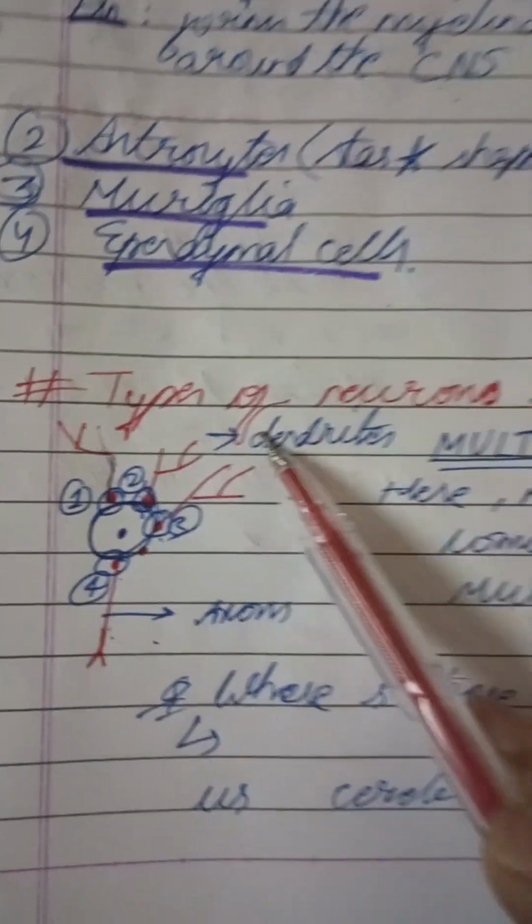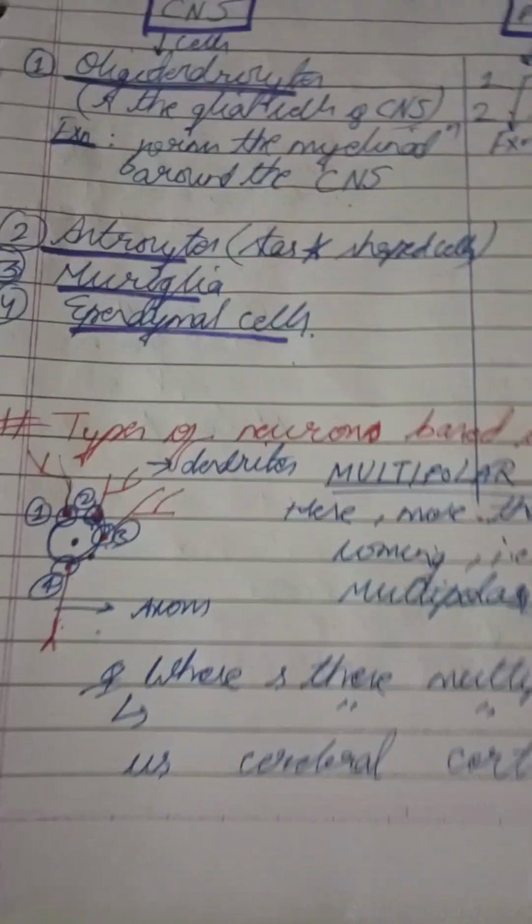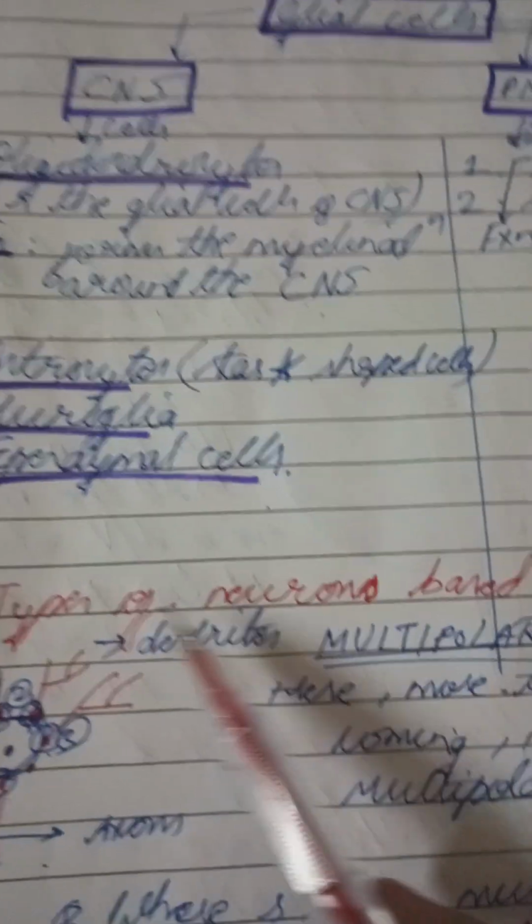So today we are in episode 9. In episode 9, we are discussing the types of neurons based on poles. Types of neurons based on the poles.